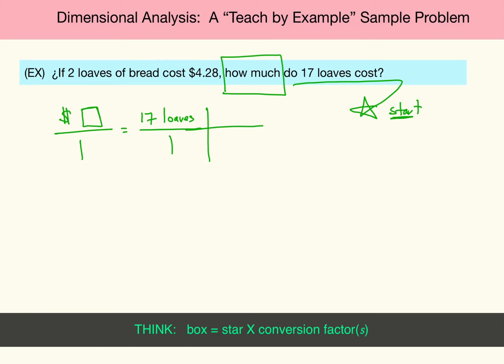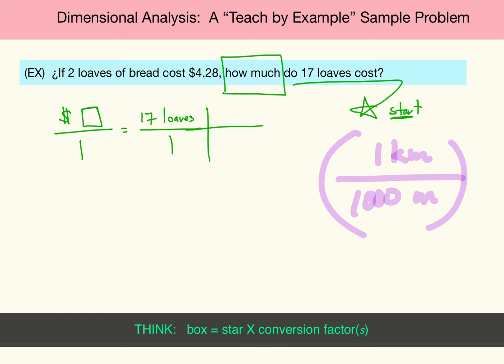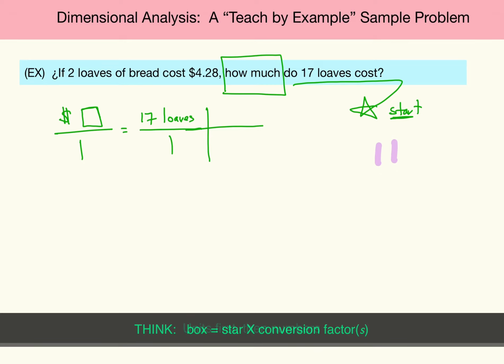And I read to see if I can dig a conversion factor out of the way the problem's written, or do I have a conversion factor memorized? Do you have some memorized? Sure, you already have a bunch of them memorized. For example, you know in 1 kilometer, there's 1,000 meters. And so that's a conversion factor between kilometers and meters. But what can I do here? It's not asking me kilometers and meters. It's asking me for dollar sign and loaves.